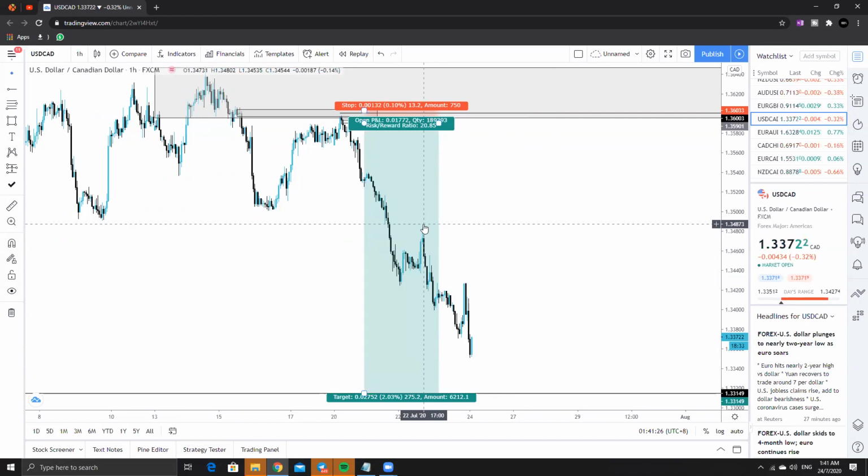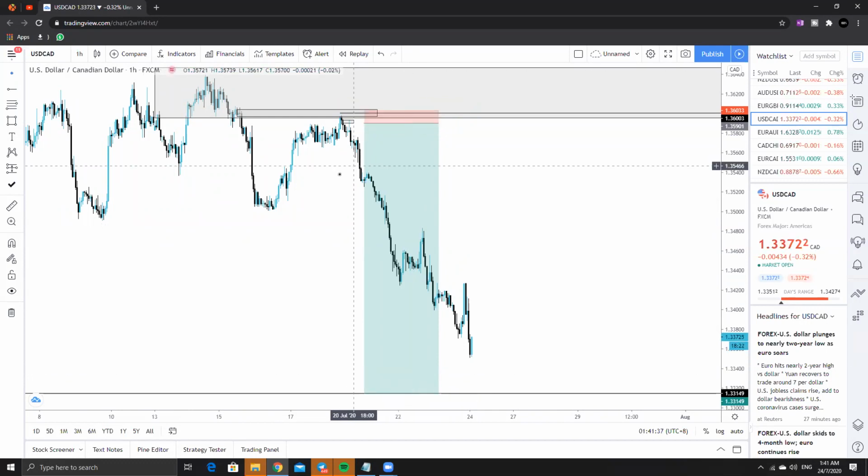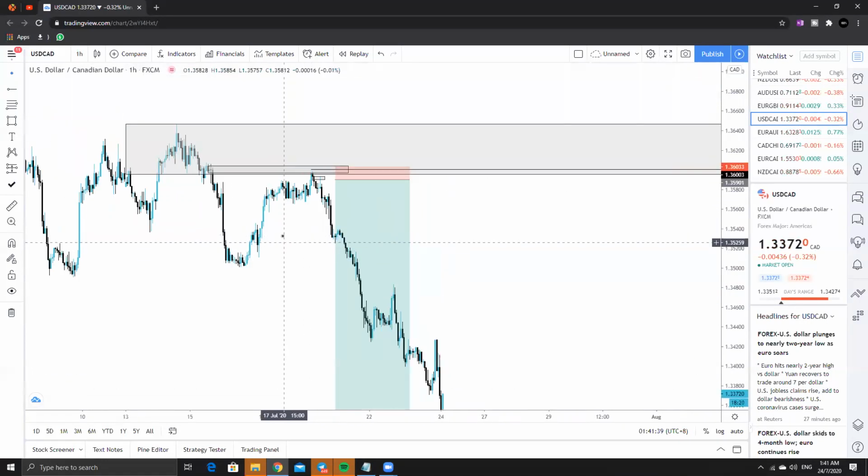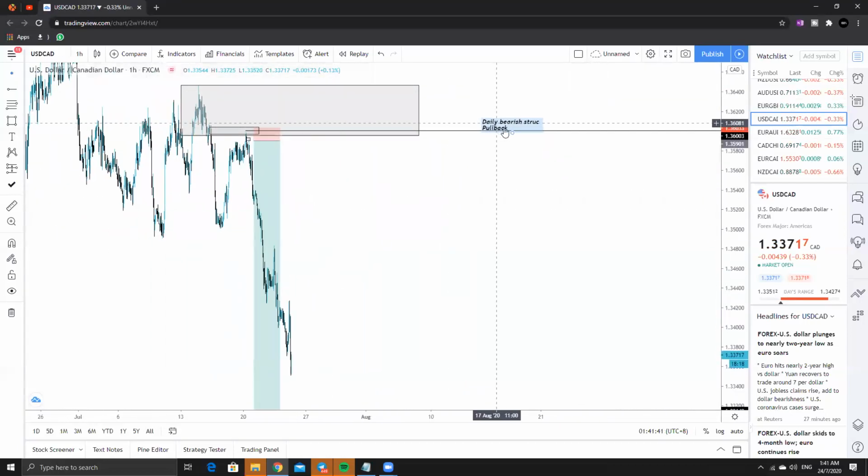What's the pips? You are risking 13 pips. Let's say you have 0.10 lot size. You're risking $13 for $275. I think that's a fair trade, bro. And as I said, people actually took this trade. So what did I look for here? Let's think about it. What did I look for here?